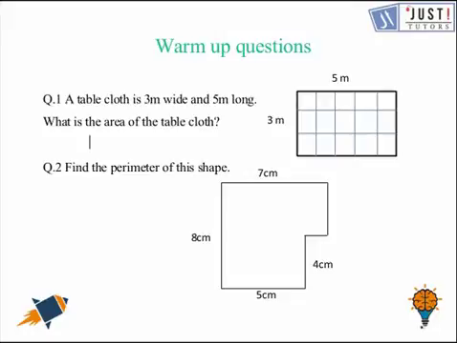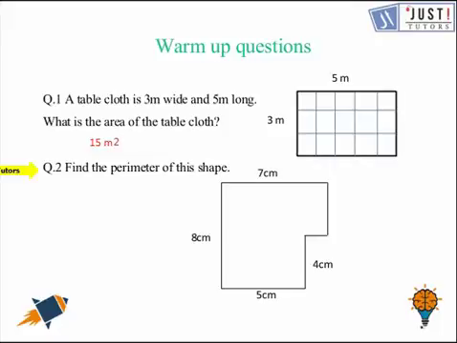In the first one, a tablecloth is 3 meters wide and 5 meters long. What is the area of the tablecloth? So we need to calculate the area. We can calculate the area by counting all the little squares that we see inside the shape. So there are a total of 15 squares, and when we are writing area, the unit of area is meter squared.